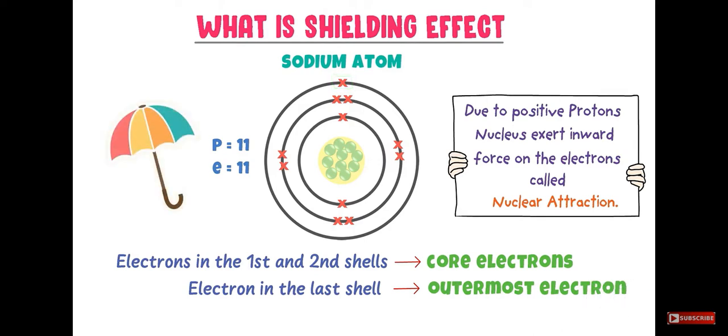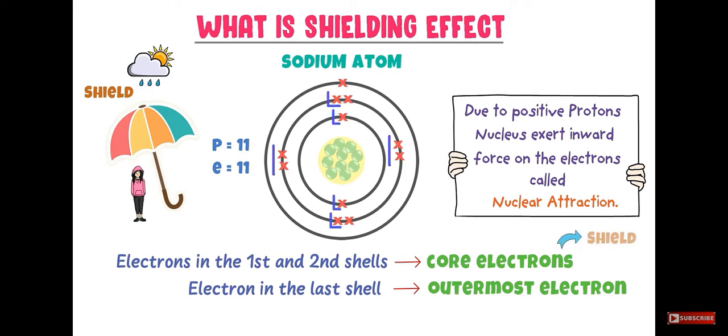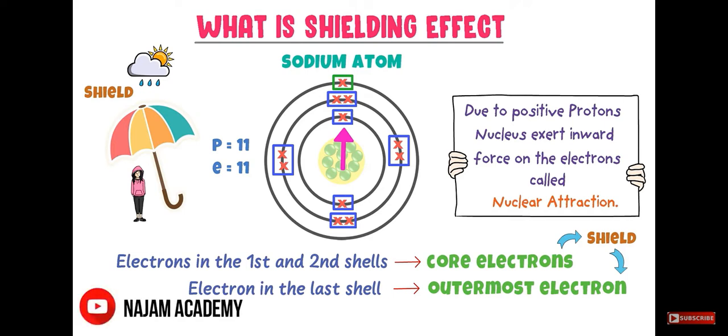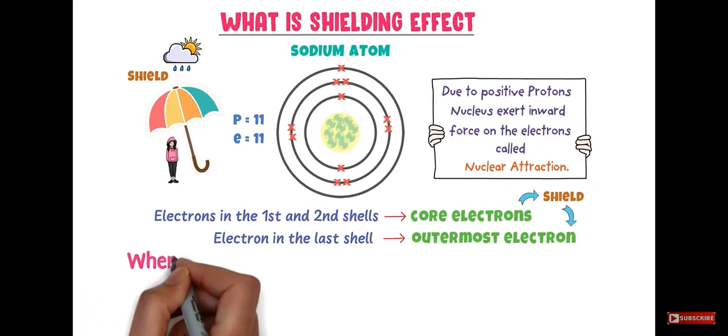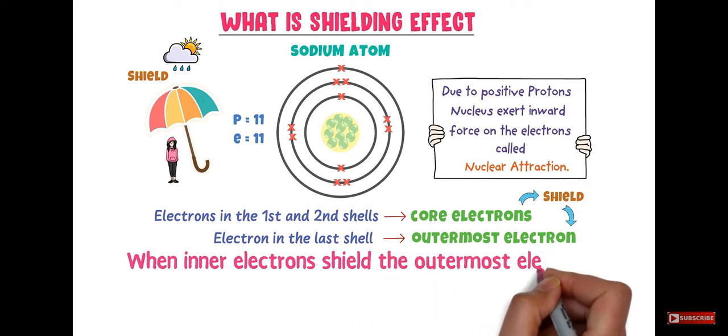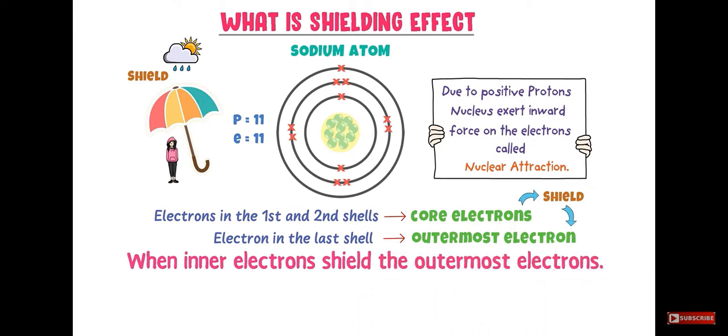Now consider an umbrella. We know that an umbrella shields us against the rain or sunlight, and we do not receive the raindrops or receive very little sunlight. Similarly, these inner electrons or core electrons shield or screen the outermost electron from the nuclear force, and it receives very little nuclear attraction. As a result, this outermost electron moves away and revolves around the nucleus at a suitable position. Thus we say that shielding effect means when the inner electrons shield the outermost electron from the nuclear force.